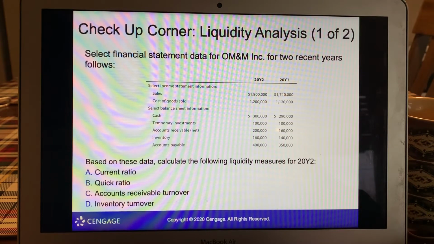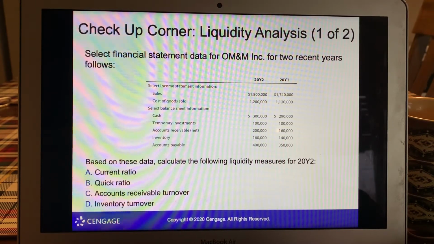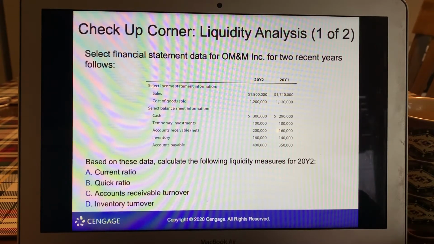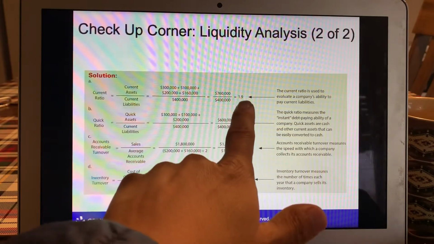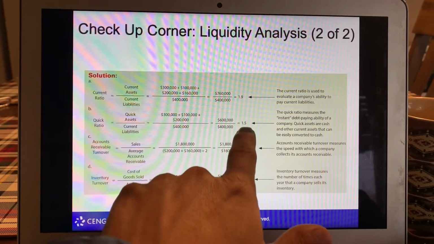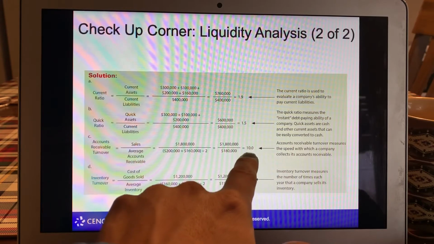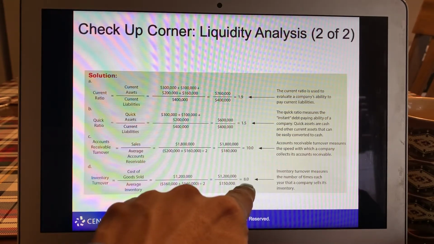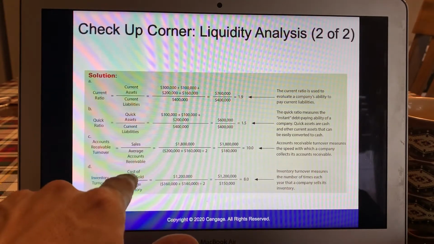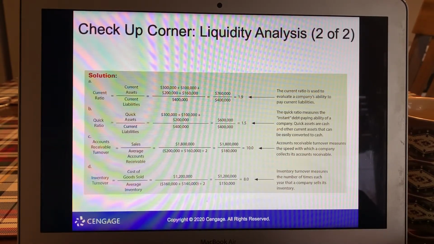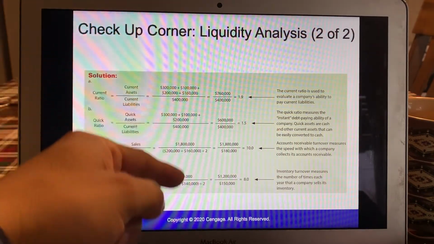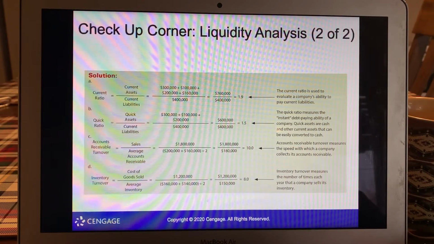Here's another checkup corner. Quick ratio, current ratio, accounts receivable turnover, and inventory turnover. So we'll take a look at this example, as this is the same thing that's in your book as well. So here our current ratio is going to be 1.9, our quick ratio is 1.5, our accounts receivable turnover is 10, and our inventory turnover is 8. So here are all the actual formulas for how you calculate them, and then here it actually breaks down where the numbers come from.